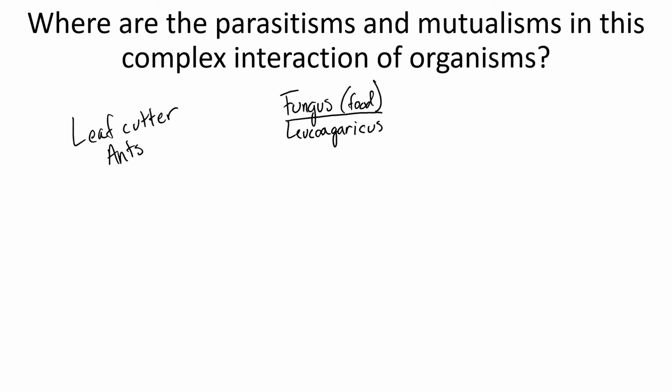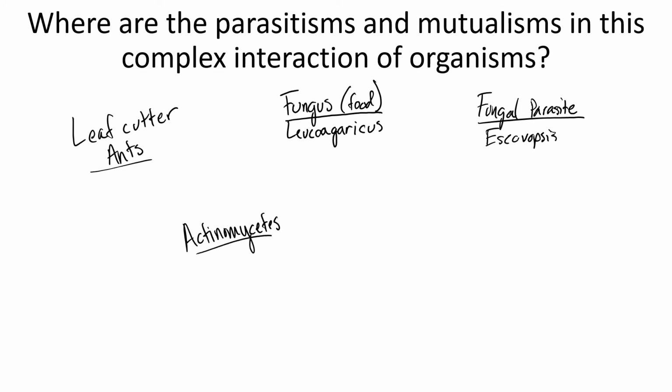We also have the fungal parasite, which I guess I'm leading a bit with that terminology, symbiosis. We have the actinomycetes, and these would be whatever species are producing the antimicrobials to the Escovopsis. And the other big thing we have in this relationship are the trees that are providing that food source.